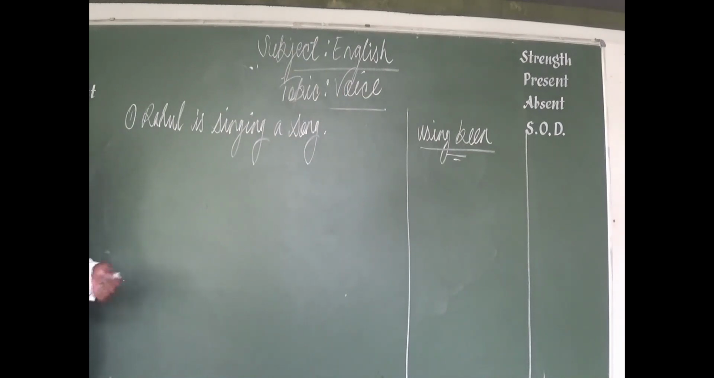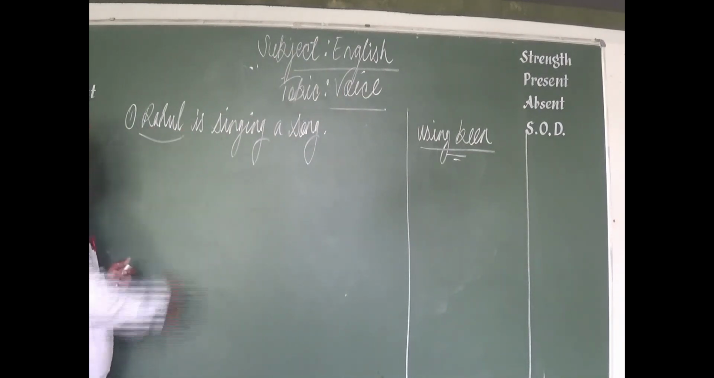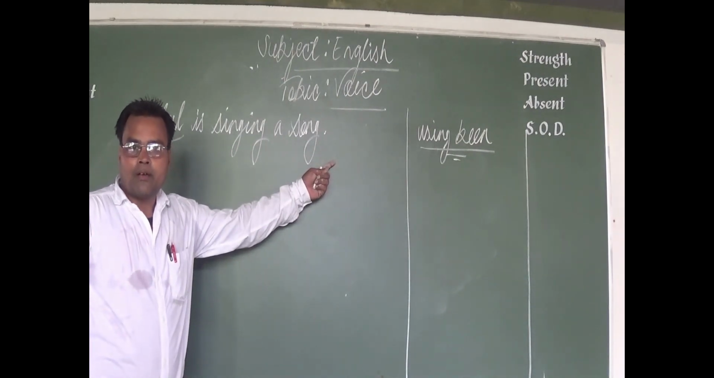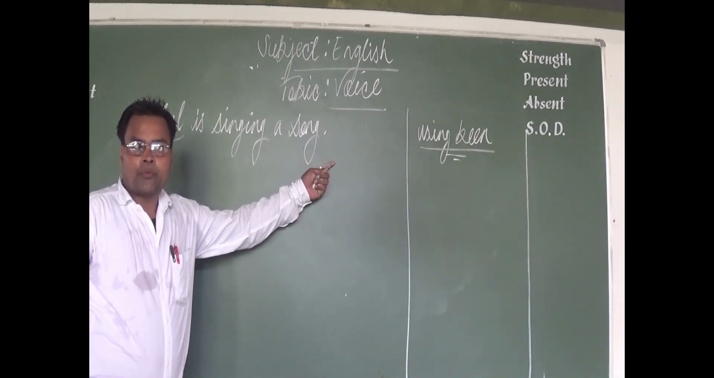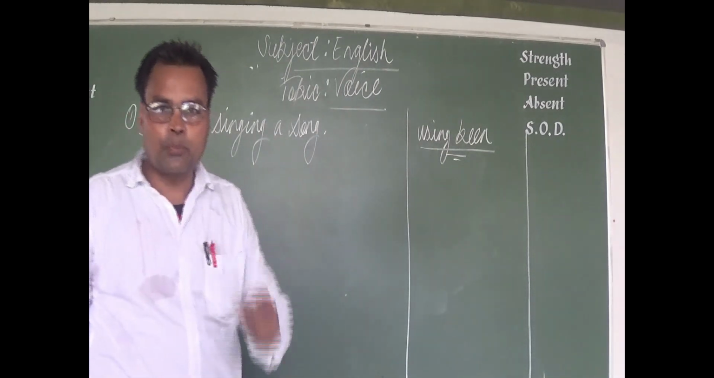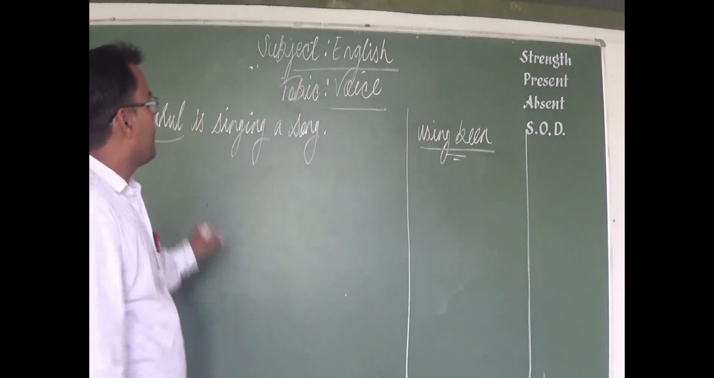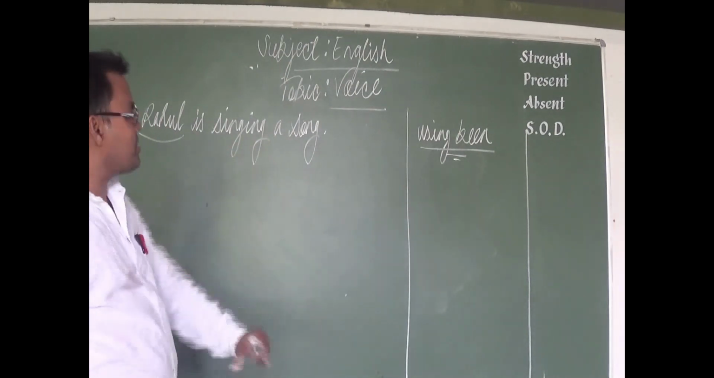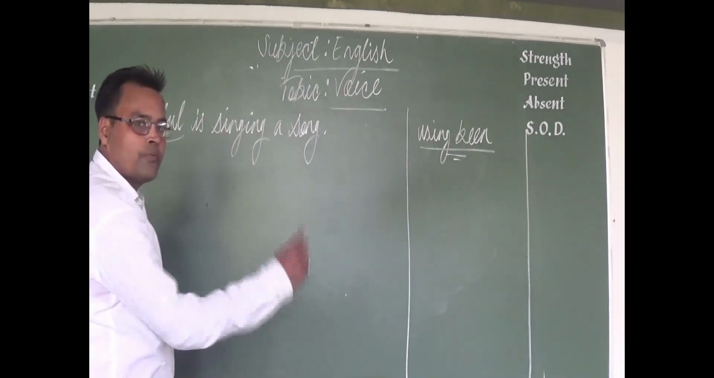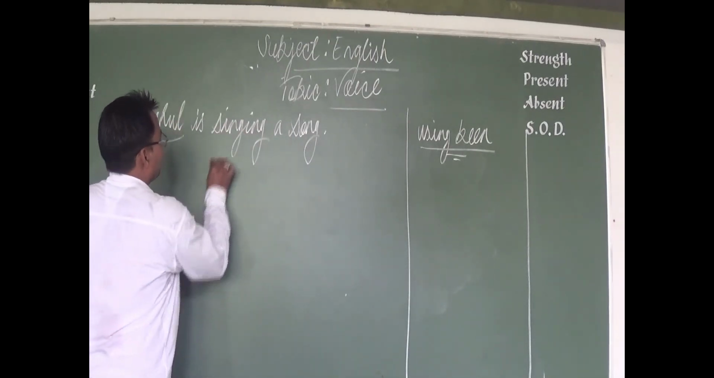Say, the sentence is Rahul is singing a song. So, we were applying the formula of being. Where we have to put that being, we have to place it just below the main verb singing. So, we are going to put being singing.